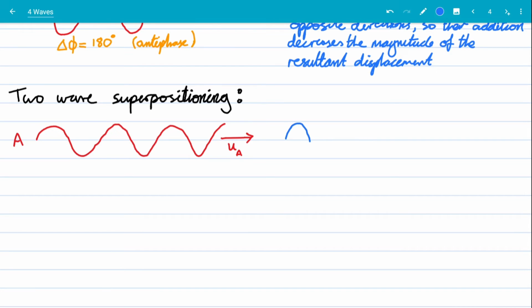Let's do it like this. It's the same sort of wave, same amplitude, same frequency, at least I'm trying to. That is going to be going in this direction, and that's going to be wave B. So these two waves are going to superpose. And what you're going to see is there will be instances in time when all the peaks line up and all the troughs line up.